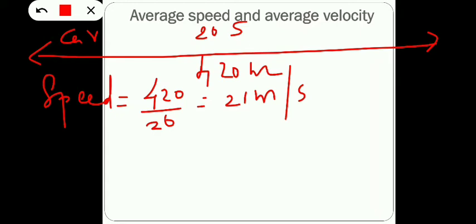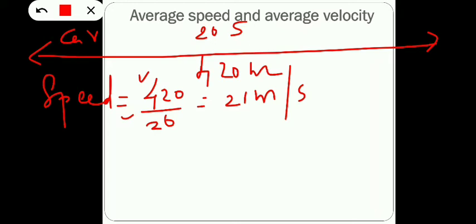Speed is equal to distance by time. Distance is 420 and time is 20 seconds. 420 by 20, that is 21 meter per second is the speed of this car. Children, does it mean that the car always travels with the same speed of 21 meter per second throughout the journey? Can we say the car covers 21 meter in every 1 second?